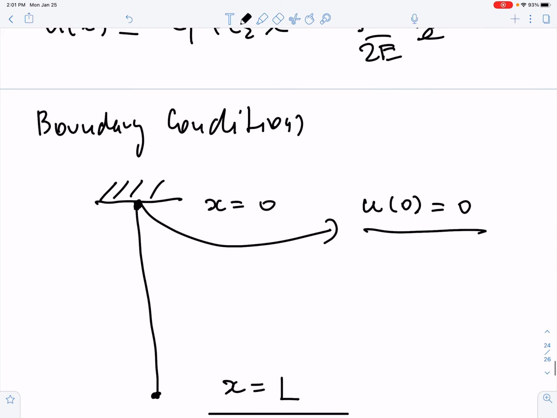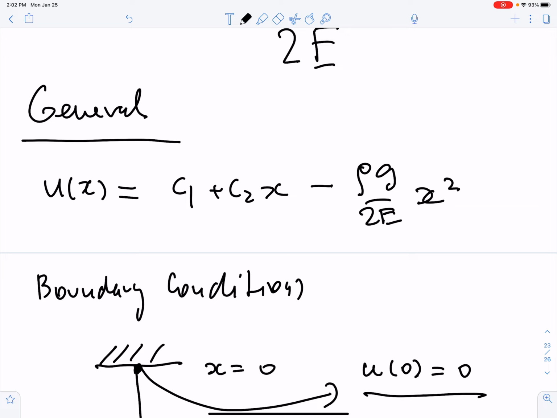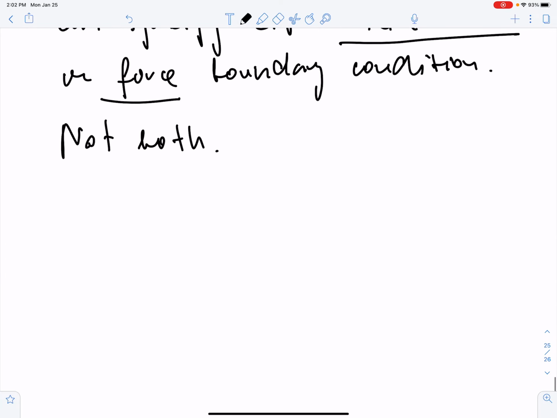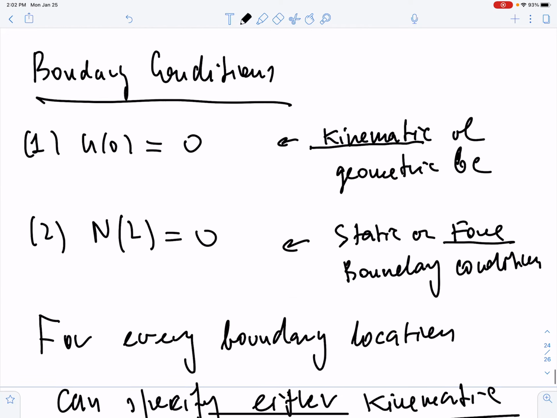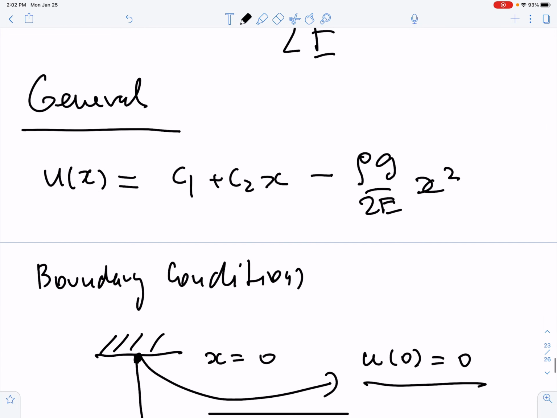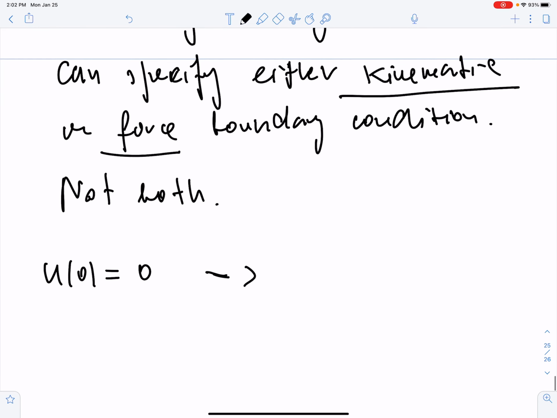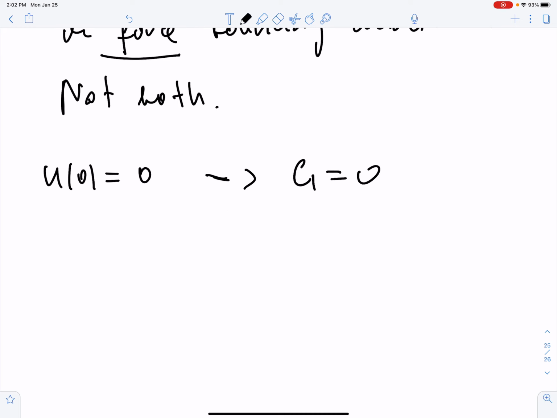Okay, so then what do we know? If u of 0 equals 0, it means that if I look at this equation here, I plug in a 0 for x, I plug in a 0 for x squared, I get a 0. It means that C1 needs to be 0. There's no choice there. So I eliminated one constant.